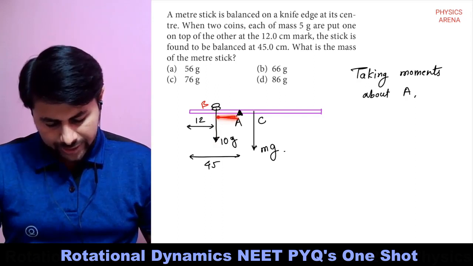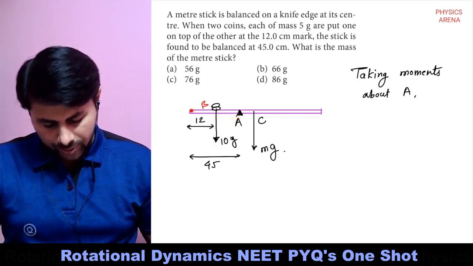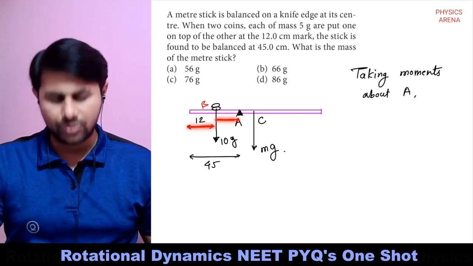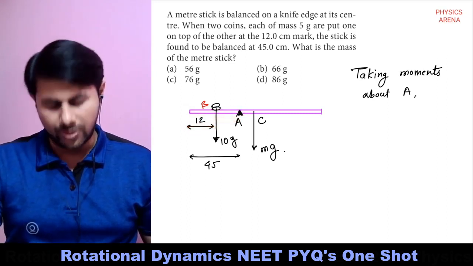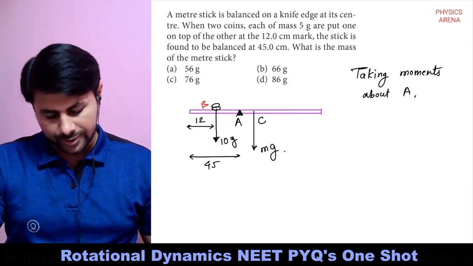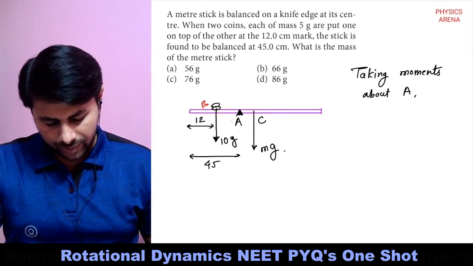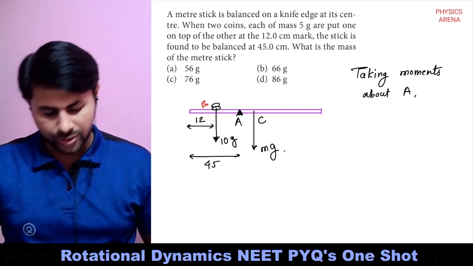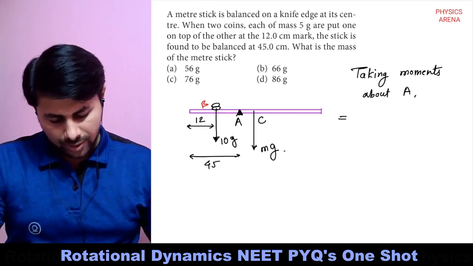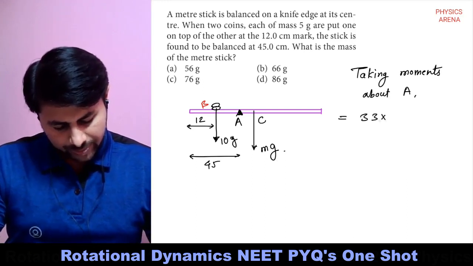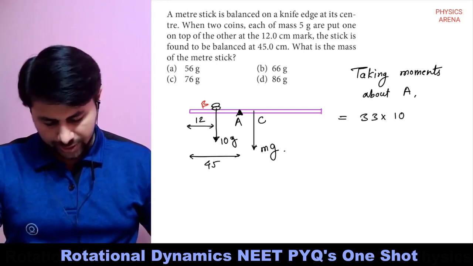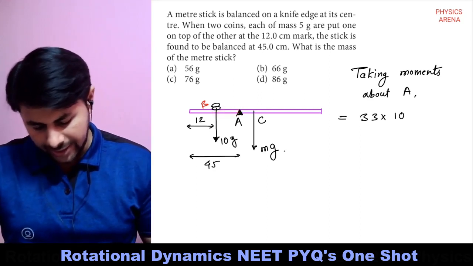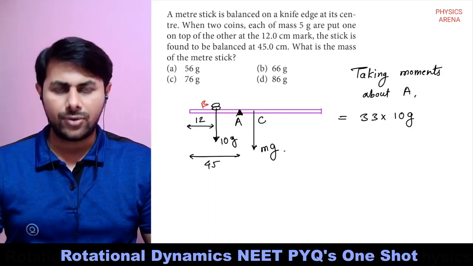Okay, how much would be this distance? From here to here it is 45. This distance is 12. So this distance would be equal to what? 45 minus 12, that is 33 centimeters. So how much is the torque due to these coins? It is 33 multiplied by 10 g. 33 is the distance, so distance multiplied by 10 g. This is the torque due to the coins.